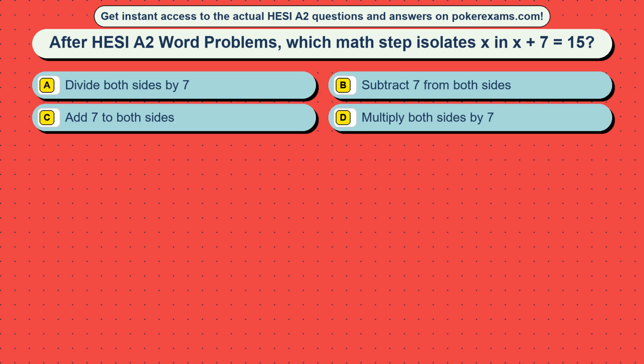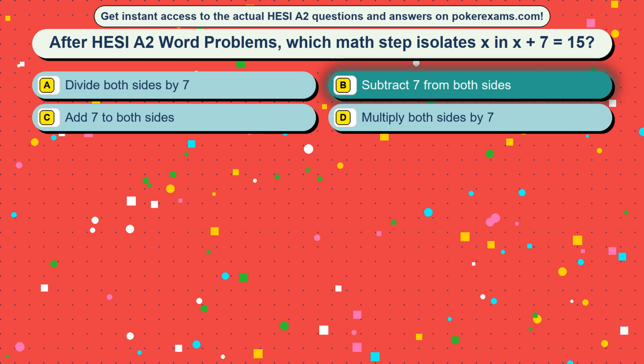Question 36. After HESI A2 word problems, which math step isolates x in x plus 7 equals 15? Option A, divide both sides by 7. Option B, subtract 7 from both sides. Option C, add 7 to both sides. Option D, multiply both sides by 7. The correct answer is option B, subtract 7 from both sides.